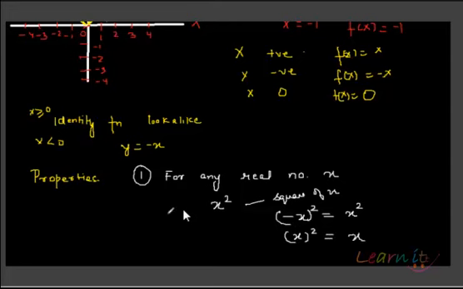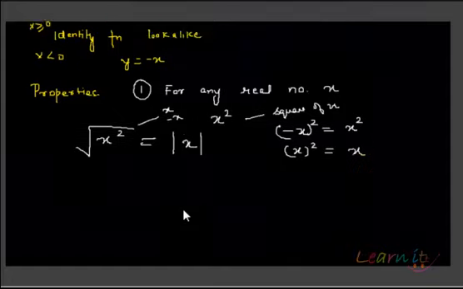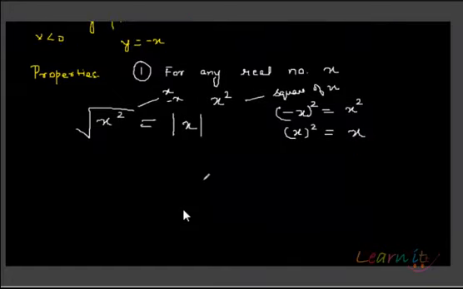So can we relate this to the modulus function? Oh yes, of course. The square root of x square, when you take it, can be minus x or x. So that makes it modulus x. That means it is positive x when x is greater than or equal to 0, and it is minus x when x is less than 0.